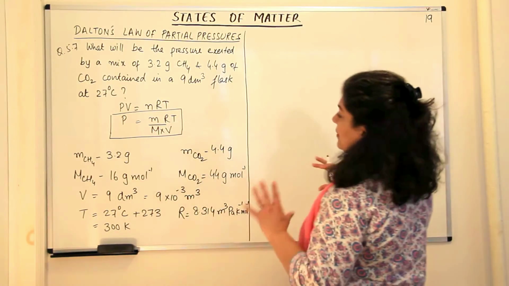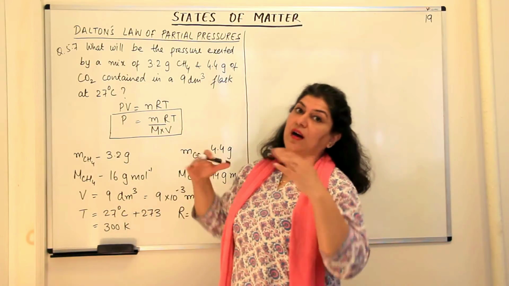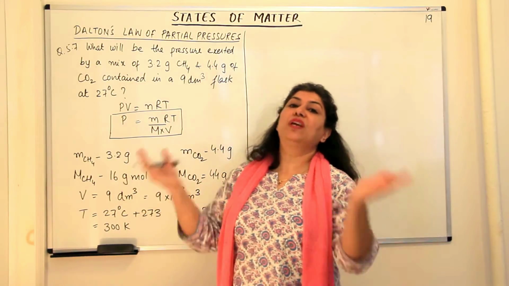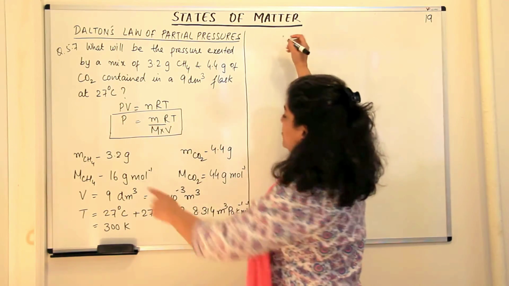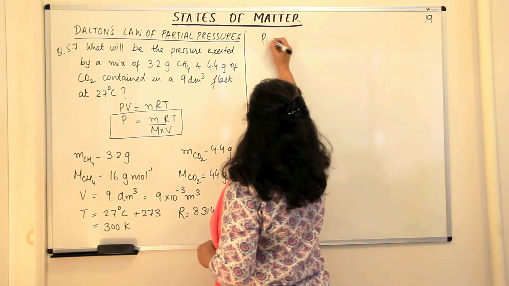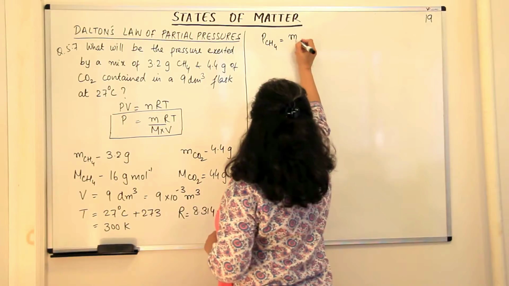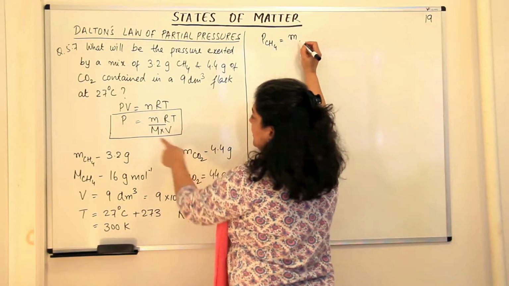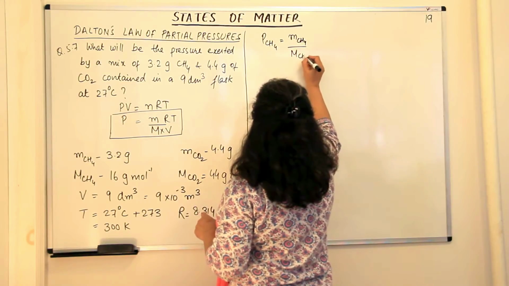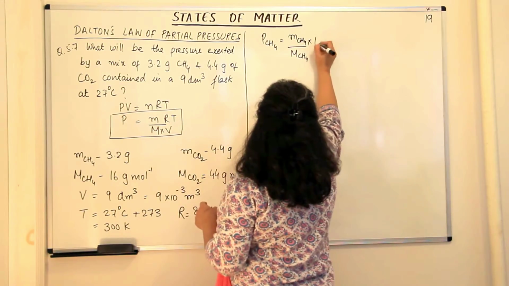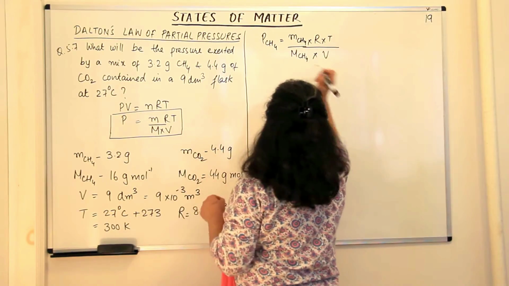After having done this, let us now calculate the partial pressures of both the gases. After we get the partial pressures of both the gases, we can find the sum of the pressures, which will give us the total pressure. So let us begin with methane. What is the partial pressure of methane? Partial pressure of methane would be equal to m of methane, now we are using this, m of methane divided by capital M of methane, into R into T, and this will be divided by V.